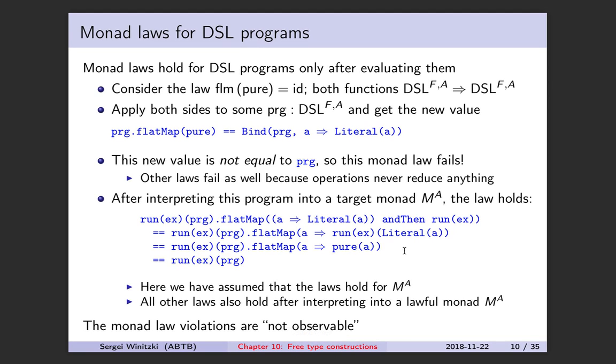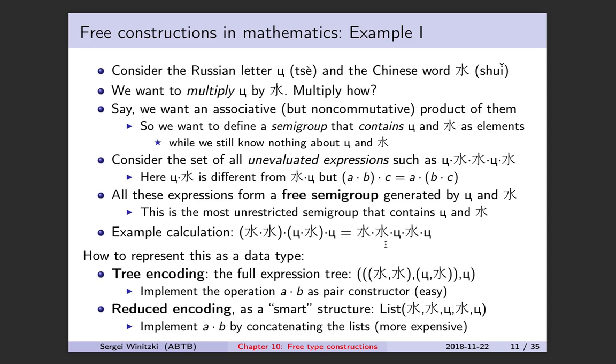Now, the laws of the monad do not necessarily hold for the monad DSL, but they do hold after interpreting into a target monad. In other words, the monad law violations are not observable. I explain why the word free is used for the free monad.